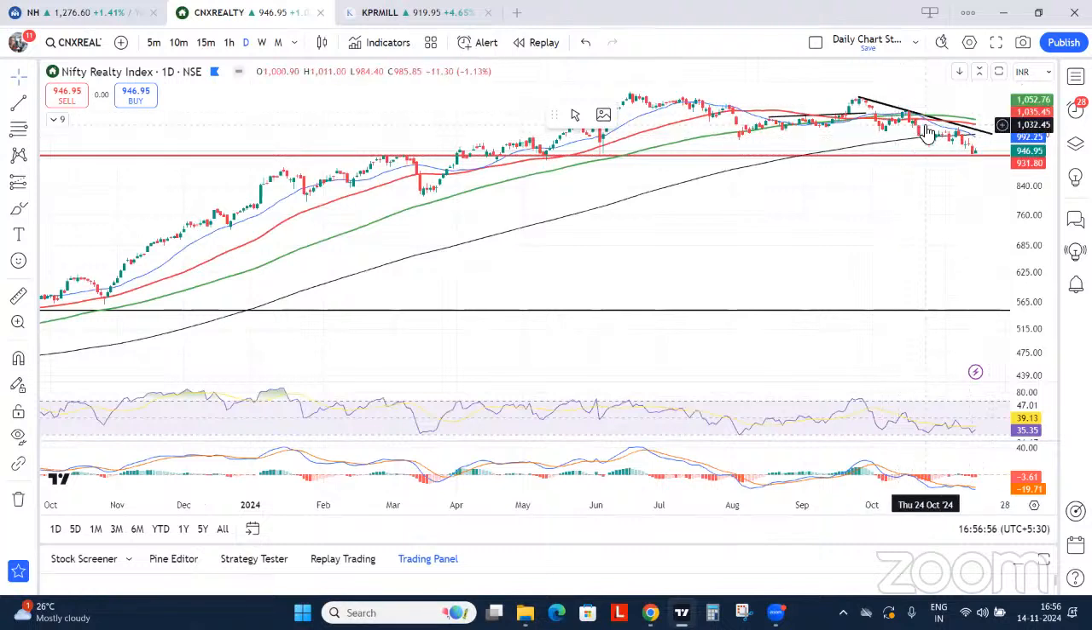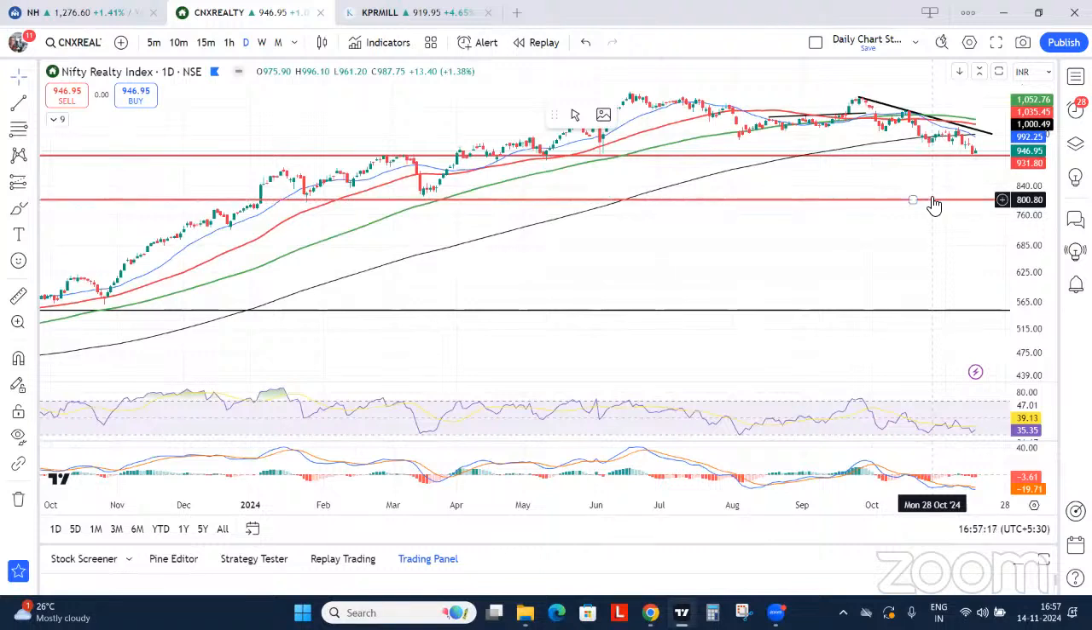If you see the chart, especially from this October, it is making a lower high, lower low price structure. And 930 is a crucial level to watch. Also, 800 is the next leg of support for this sector. Even if it falls below this 930 level, then the index is likely to head towards the 800 level, which is a major support level for this particular sector.